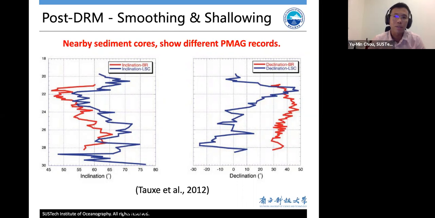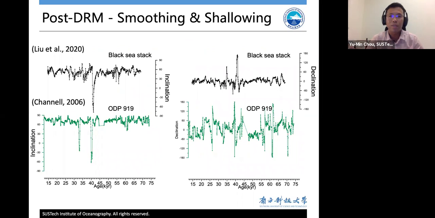Also, chronology is another problem. Even in these two sediment cores with high deposition rates, we can still find some differences in the records, such as the Laschamp event or the Mono Lake event. We see some age errors, or the high resolution behavior is smoothed, so we cannot compare the behavior of the magnetic field on the 100 to 1,000 year scale.